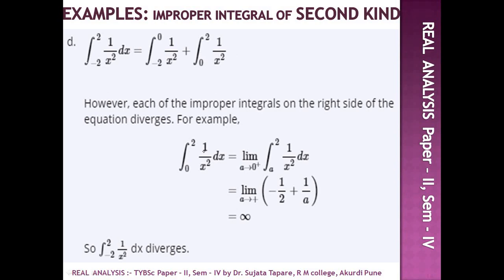Now consider suppose second integral, integration 0 to 2 dx upon x square. Now over here it is unbounded at x equal to 0. So replace this 0 by a and take limit as a tends to 0 plus of integration a to 2 dx upon x square. Find the integration, put the limit, and limit due to this a tends to 0 plus, so 1 by 0. So that's why we get over here infinity. So limit is infinite. So if one of the limit is infinite or one of the integral is divergent, then obviously this given integral will be divergent.